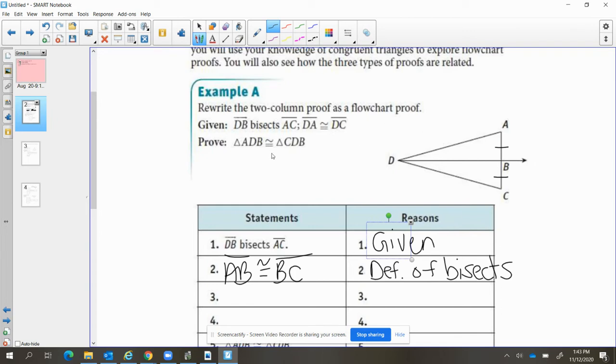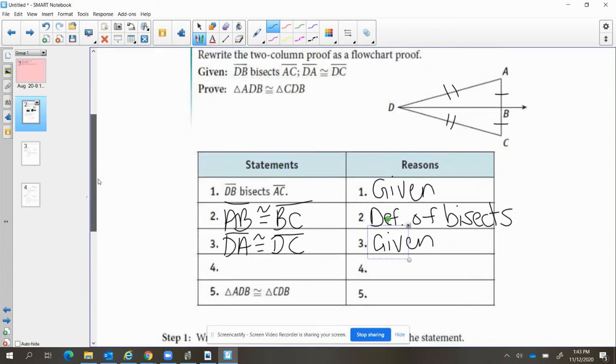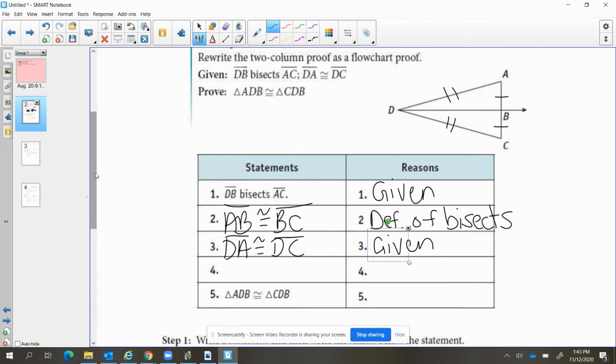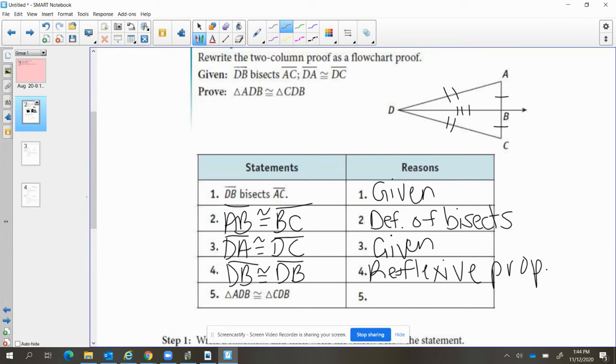And then they also gave us up here that DA is congruent to DC. So we can also write that in our proof because that was also given to us. Now, the next piece of information we need to assume from the picture, because we need a third piece of information to prove triangles congruent. And in this case, that's going to be that segment DB is congruent to itself because of the reflexive property, right? Something is congruent to itself by the reflexive property. And now we have three congruent pieces in our triangles: a pair of sides, another pair of sides, and another pair of sides. So these triangles are congruent by side, side, side.